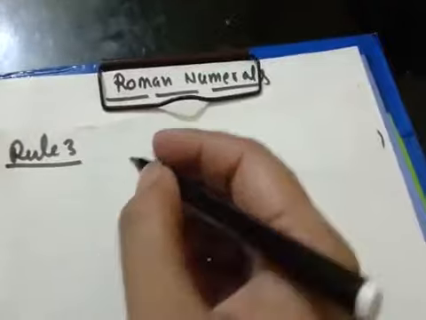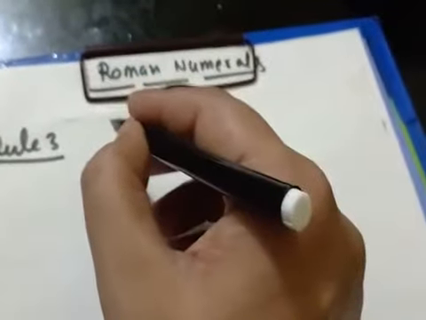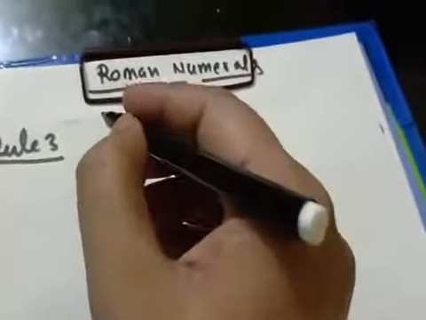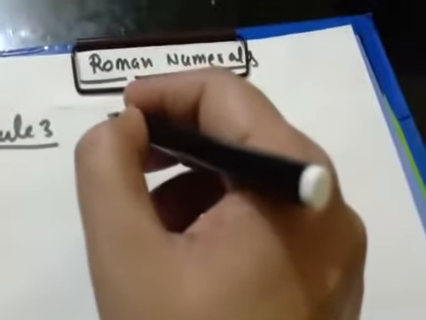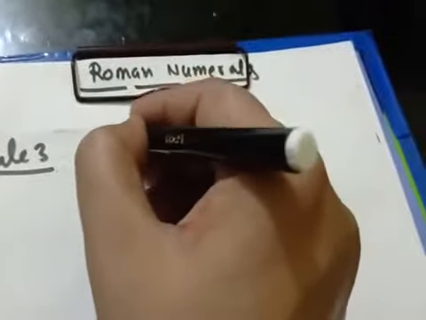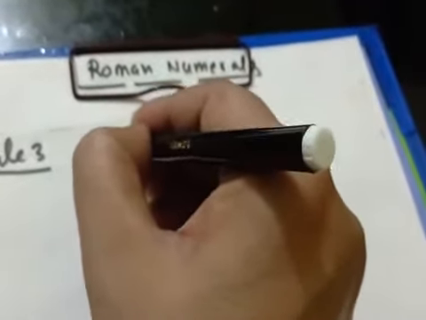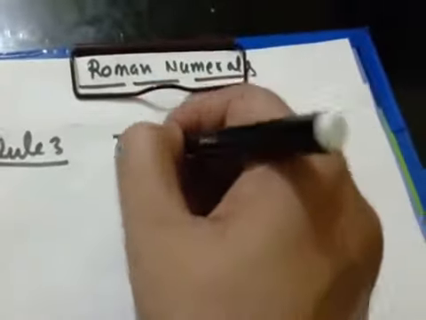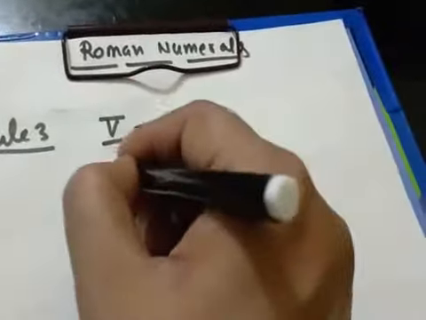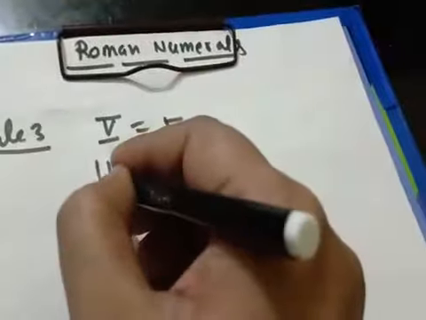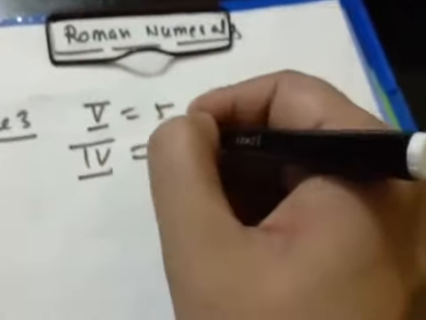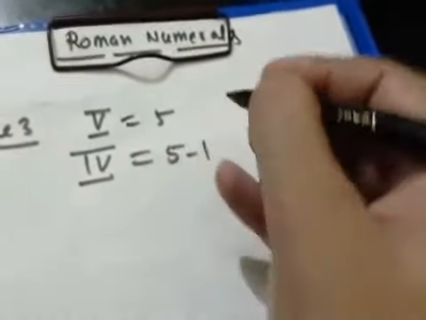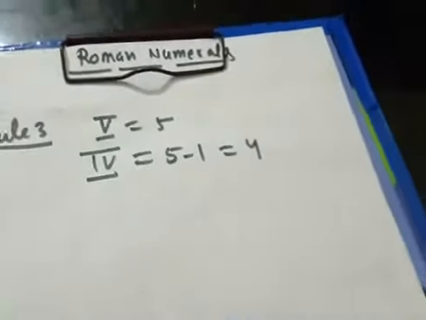Rule number 3 is that when we have a greater number and we keep the smaller number to the left hand side, the number is subtracted. For example, this is the symbol for 5. If we write I here, it becomes minus. 5 minus 1 is equal to 4.